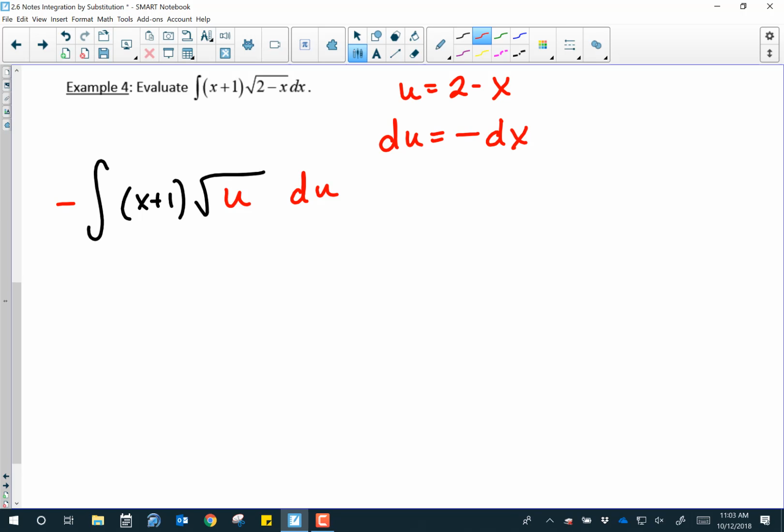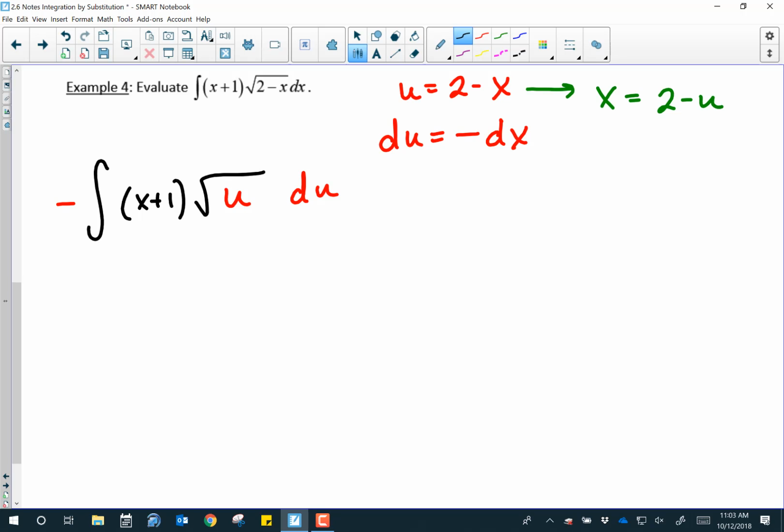Yes? Okay, so the problem now is that one single x. That x is the problem. So your goal is to get everything in terms of u. Do you have a relationship that allows you to get x in terms of u? Yes. So you can take your u that's in terms of x and solve for x in terms of u. So x would be equal to 2 minus u.